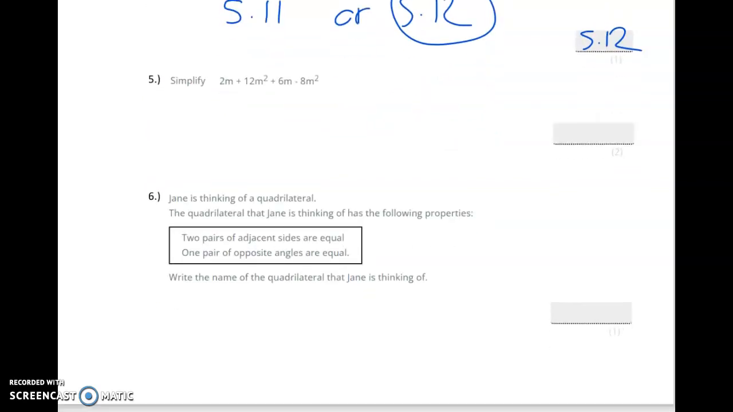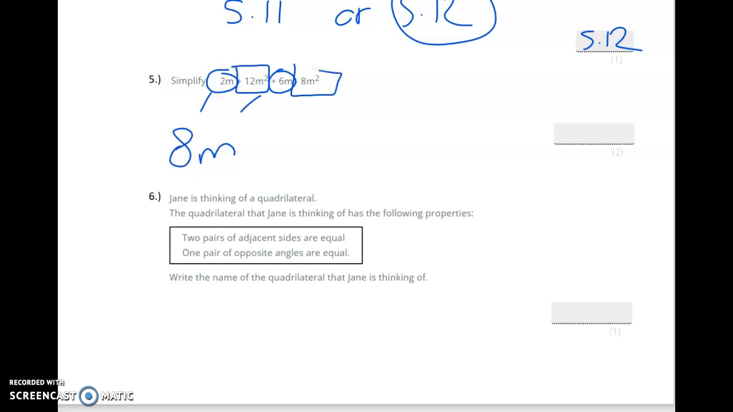Simplify 2m plus 12m squared plus 6m minus 8m squared. So I'm going to highlight my m's first, or put circles around them. If we start with 2m, then we add 6m to it, what we've got is 8m. Then I start with 12m squared, and then I take away 8m squared. So 12 take away 8 leaves us with plus 4m squared.